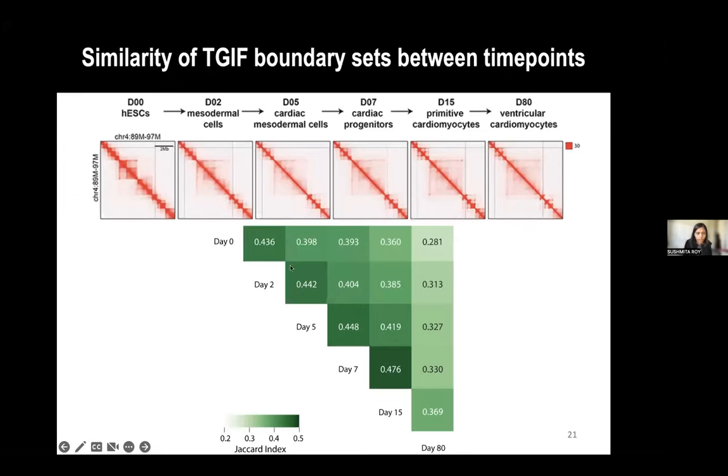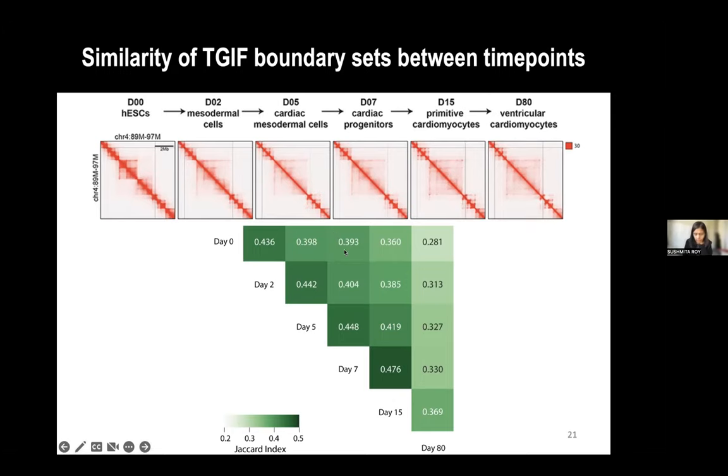So we looked at the extent to which these TAD boundaries actually change. And so what you're seeing here, each of these numbers corresponds to a Jaccard coefficient that calculates how shared the boundaries are between every pair of time points. And what we see is that there's a gradual progression. So basically pairs of time points that are closer to each other have more shared boundaries. But until we reach day 80, where things are least similar between like day 15 and day 80, and day 80 is also quite far apart. So all of this kind of makes sense. We expect this to be a gradual process.